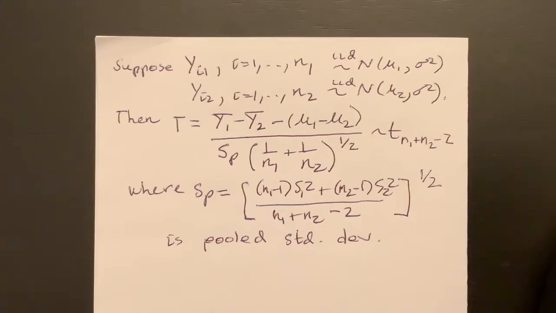That's important. Okay, the first sample has N1 outcomes. The second has N2 outcomes. And we set T equal to this: the difference in the sample means minus the difference in the population means, and then I divide by the pooled standard deviation, and then also by 1 over n1 plus 1 over n2 to the 1/2 power. This is then t-distributed with n1 plus n2 minus 2 degrees of freedom, where SP is the pooled standard deviation.